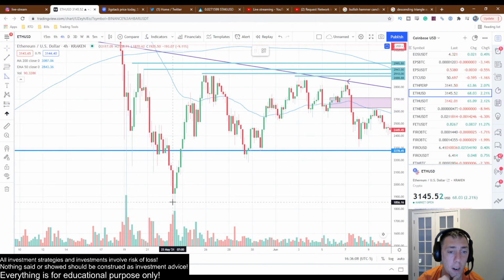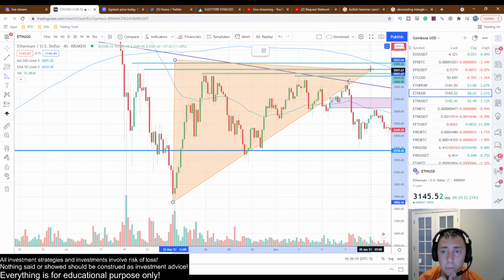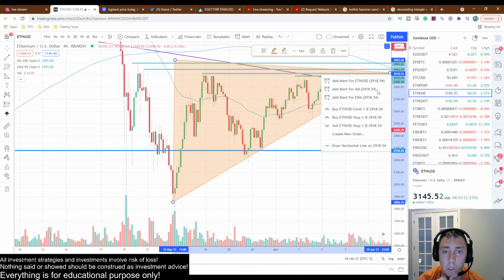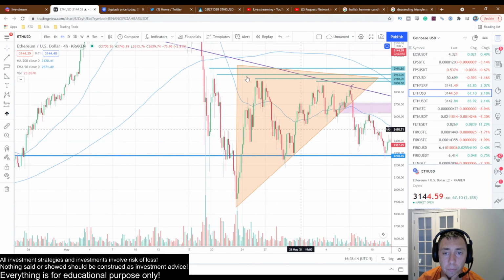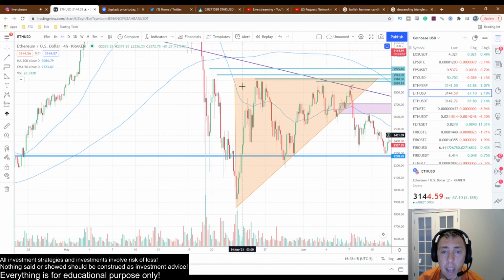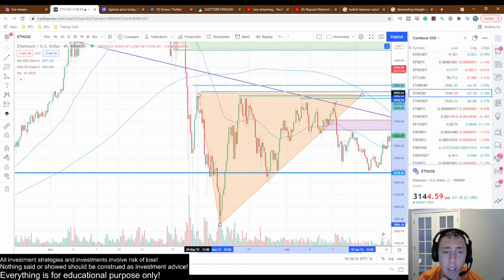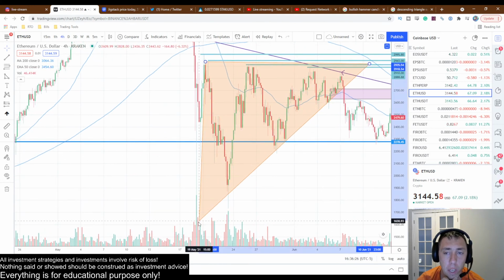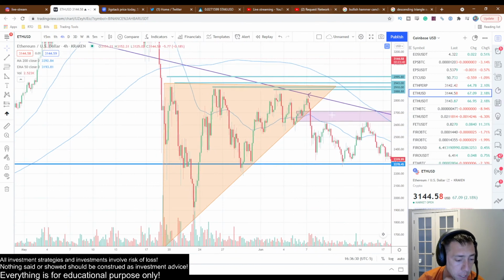So this right here turned into a triangle. You guys can see this, right? And everyone's like, hey, ascending triangle. But what actually happened? We actually busted to the downside, right? We actually went down. We didn't bust to the upside. So it happens. This stuff does actually happen.